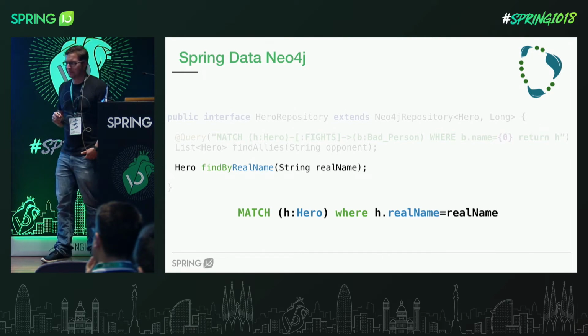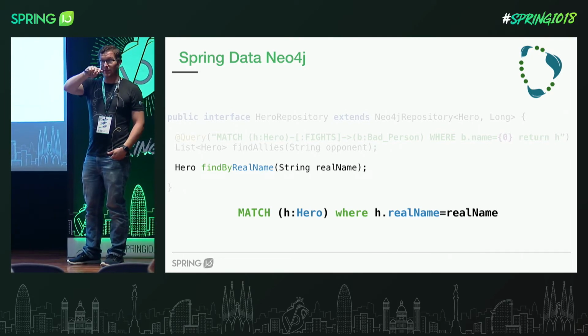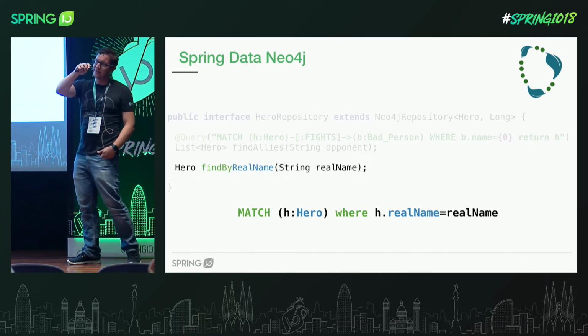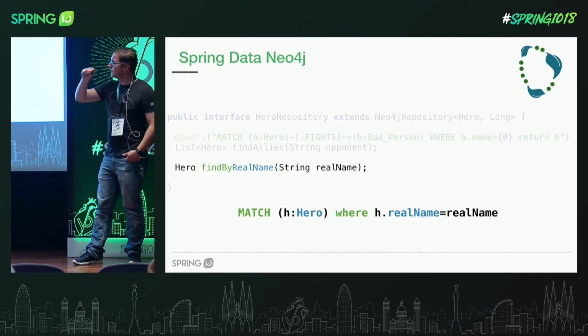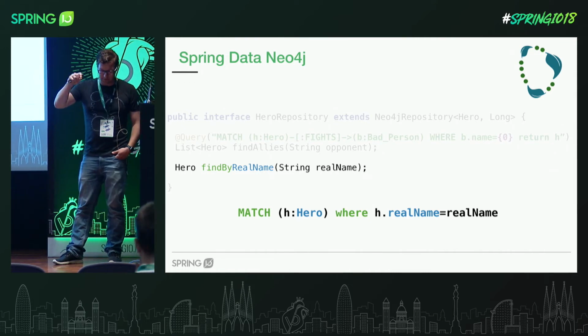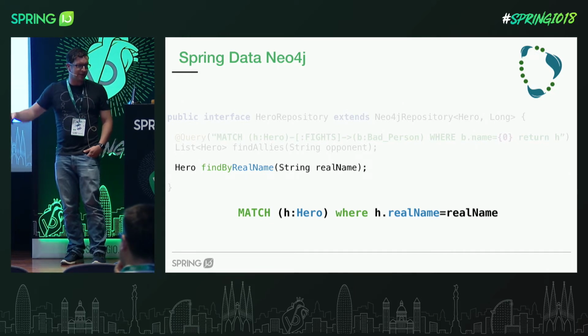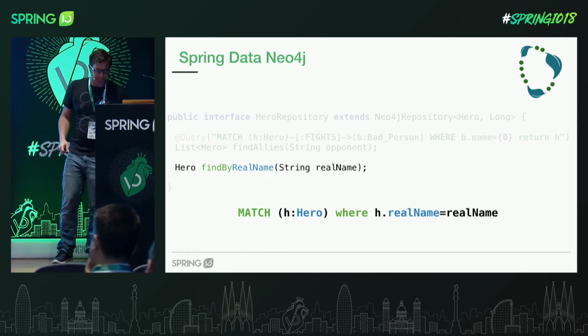So in practice, this simple method findByRealName will look at the property. It will look if there's an existing property in the Hero class, and if it's there, it will generate a query for you matching exactly what you told Spring Data Neo4j.